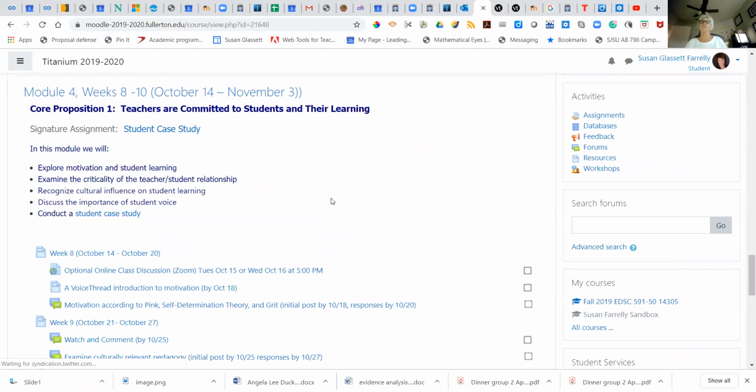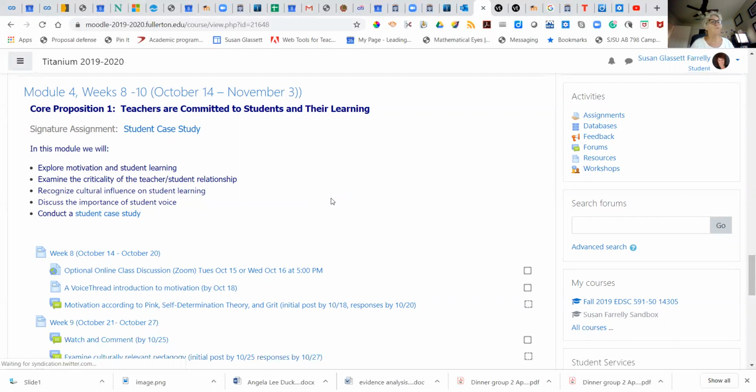Module 4 is dedicated to core Proposition 1. Teachers are committed to students and their learning. Your signature assignment will be a student case study, which we'll take a look at in just a minute. And in this module, we explore motivation in student learning. We examine the criticality of the teacher-student relationship. We recognize cultural influence on student learning, and we discuss the importance of student voice.